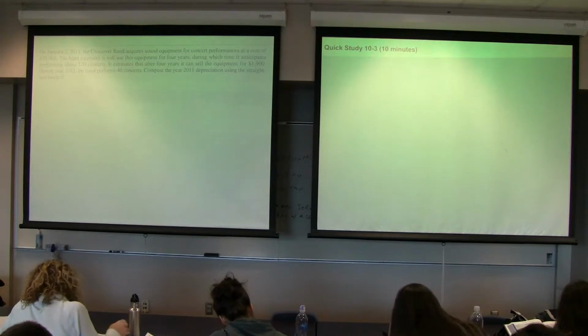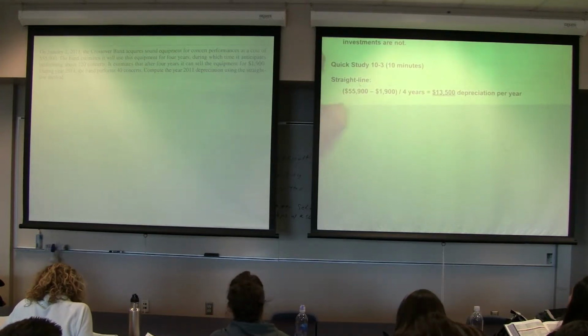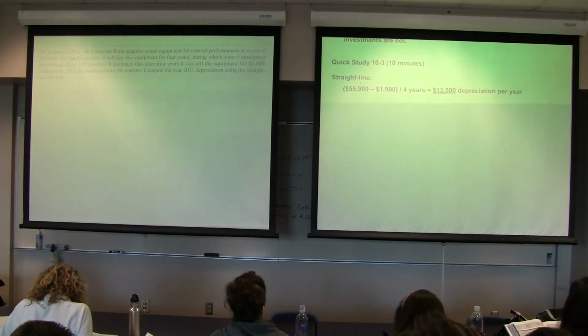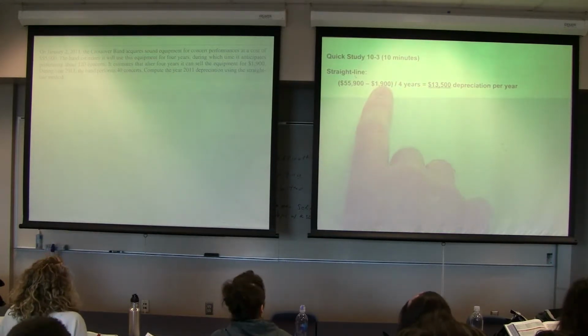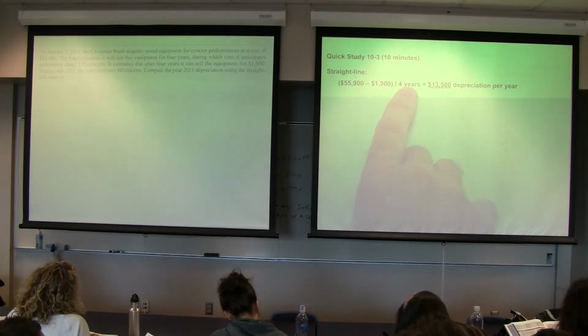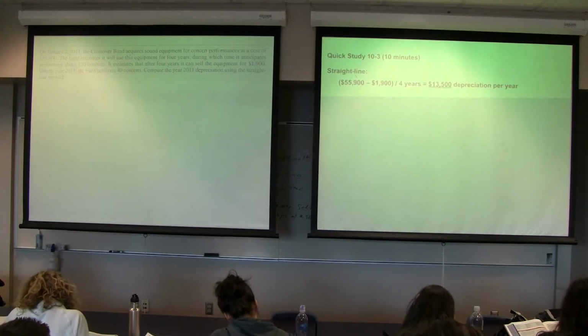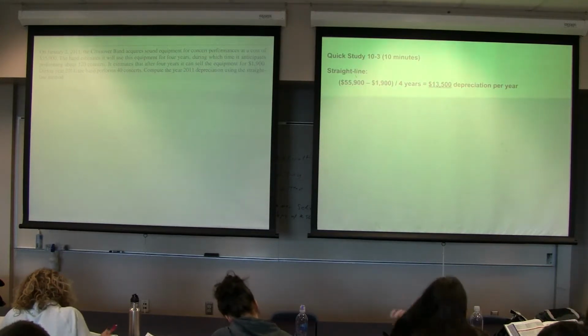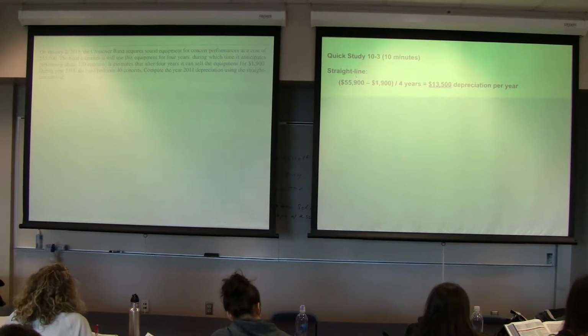All right, you guys look ready for some answers. How does this look? Did you get 13,500 per year? So it's the cost minus the salvage value divided by the useful life. By the straight line method, it's 13,500 depreciation per year. All right? It's based on the passage of time.